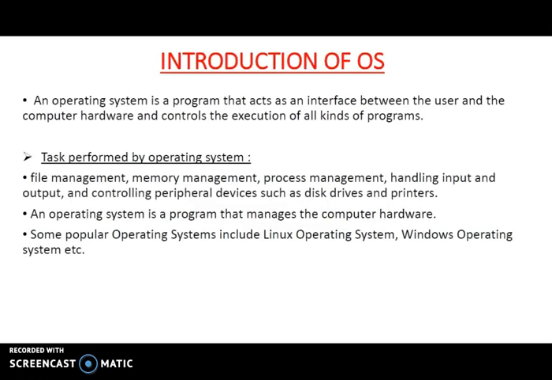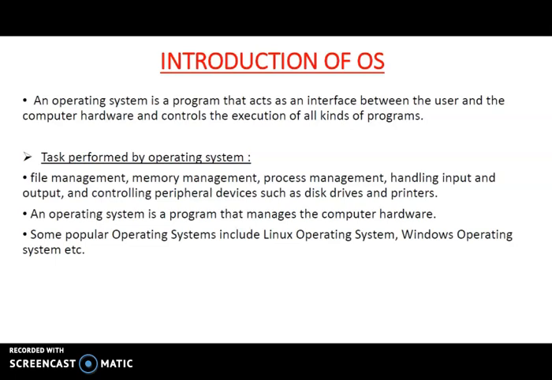You can see what is the meaning of operating system. It is a program that acts as an interface between the user and the computer hardware, and it can control the execution of all kinds of programs. So the operating system is the interface between the user of the computer system and the computer hardware. Now the tasks performed by the operating system: it performs various tasks like file management, memory management, process management, and it can handle all the input output devices and control peripheral devices like device drivers, printers, etc.